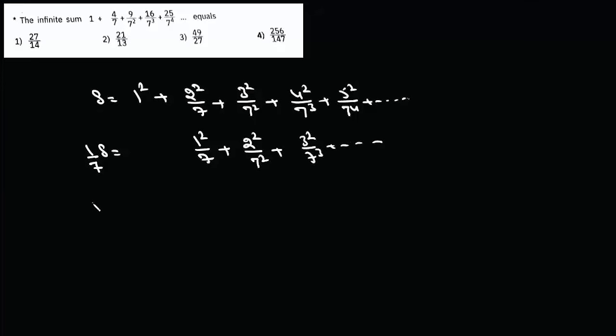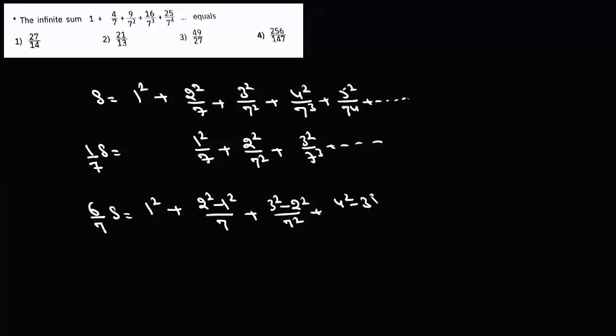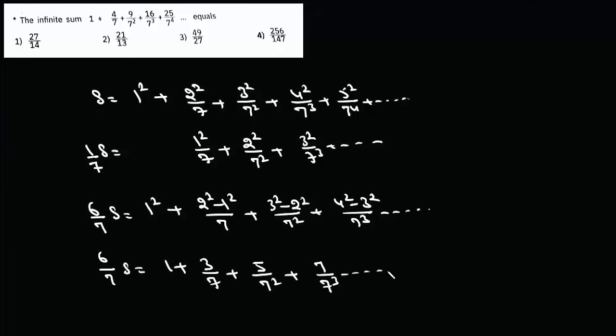Now we subtract second from first, we can write 6 by 7 S, and it will be 1 square, and then here will be 2 square minus 1 square upon 7, 3 square minus 2 square upon 7 square, 4 square minus 3 square upon 7 cube up to infinite. So it is 6 by 7 S, and this is 1 plus 3 by 7 plus 5 by 7 square, 7 by 7 cube up to infinite, which is nothing but an AGP.